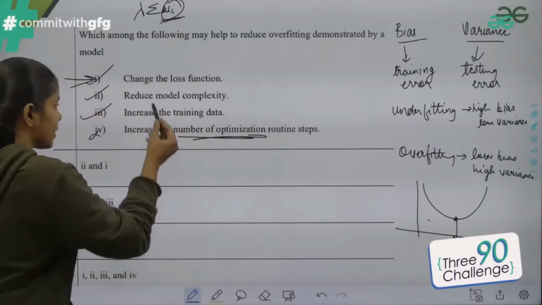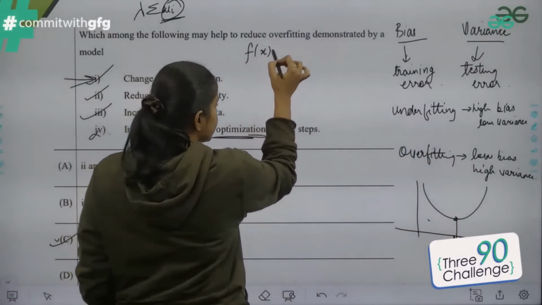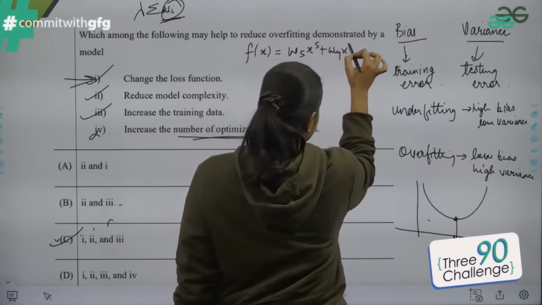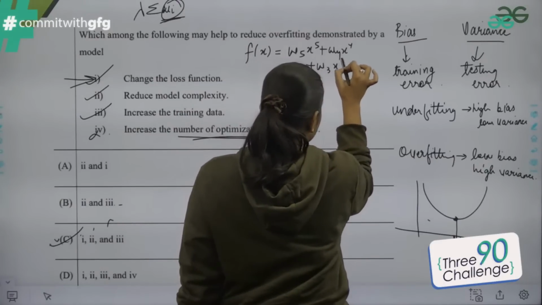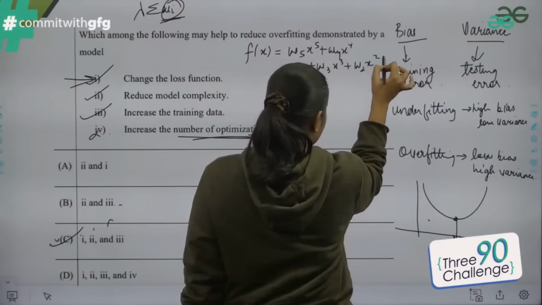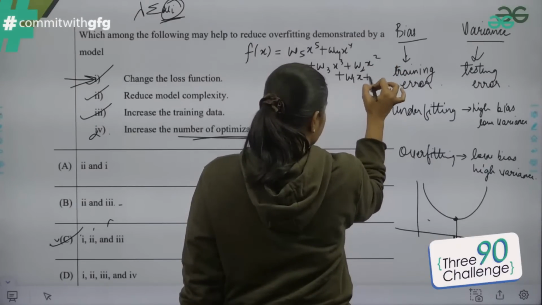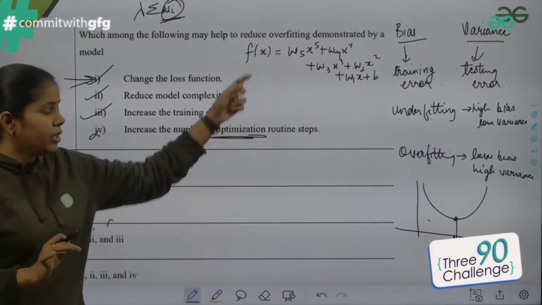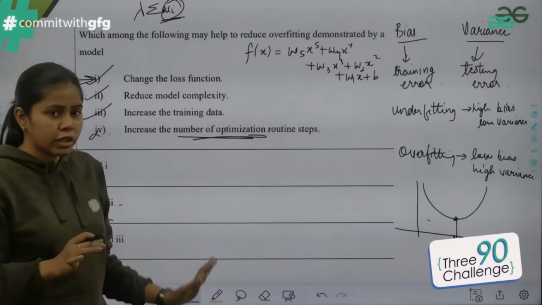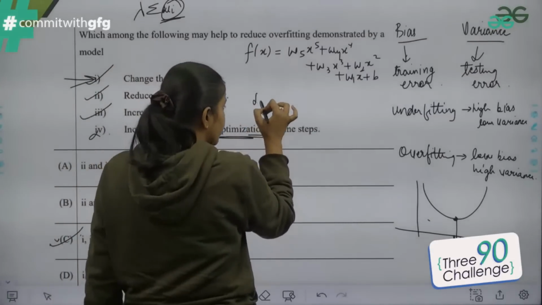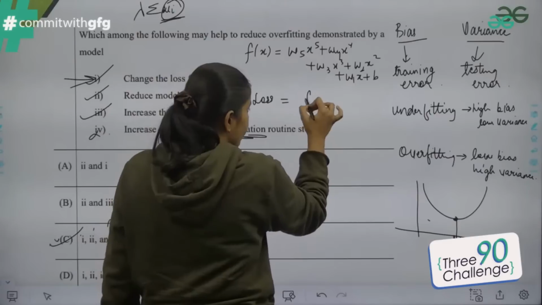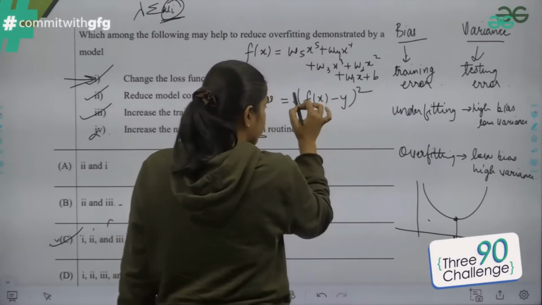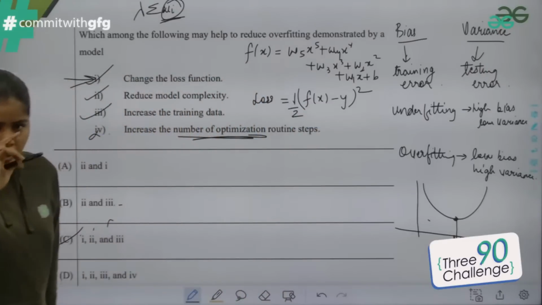Let me give you one example. Let's suppose I have a polynomial, f(x) equals w5 x to the power 5, plus w4 x to the power 4, plus w3 x to the power 3, plus w2 x squared, plus w1 x plus b, right? This is my model. Now I can see that because it is a 5-degree polynomial, this would be very complex. I do not want it more complex. So if I talk about the loss function for this, what would be the loss function? f(x) minus y. This would be my loss function. Let's take the square and 1 by 2, right? That is my loss function.